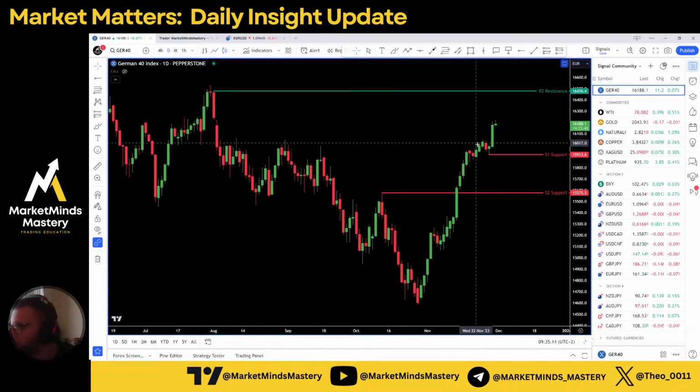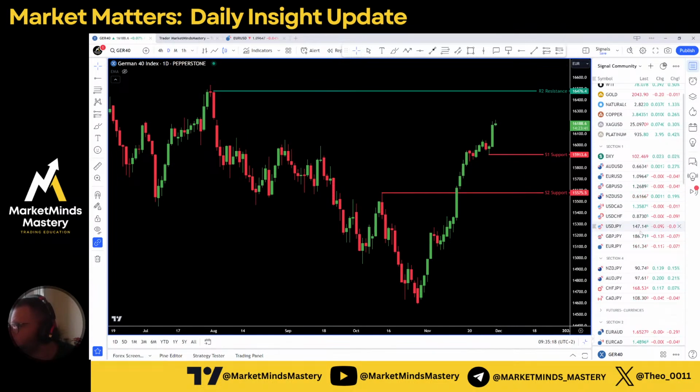So this one's still bullish. London will open in about 25 minutes, so let's keep an eye on the DAX. Maybe some breakouts will occur.